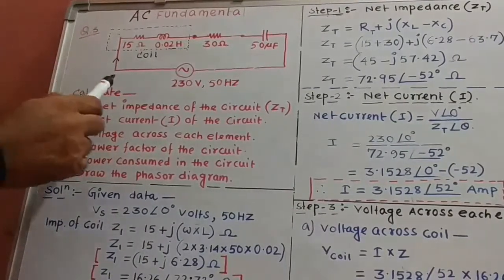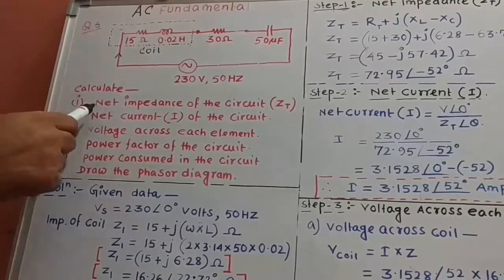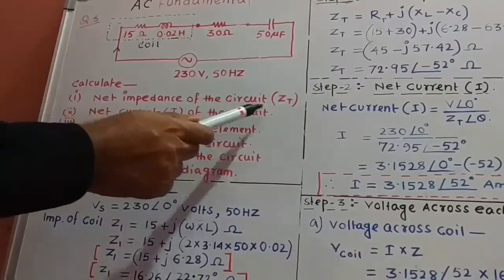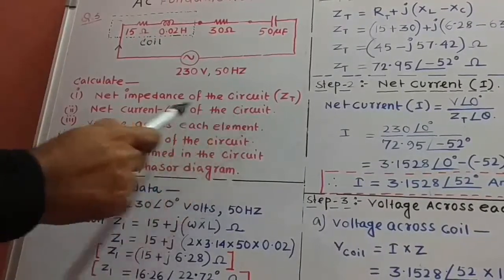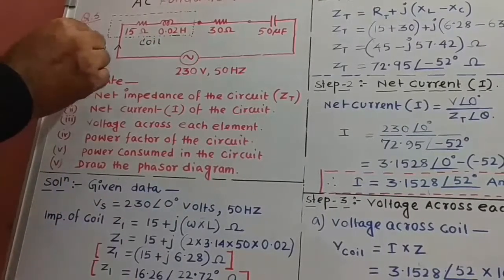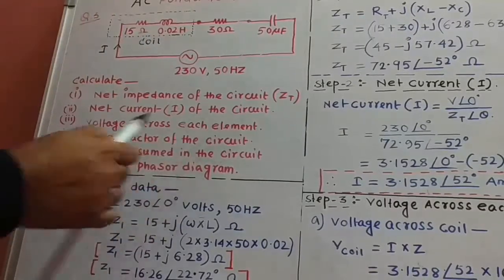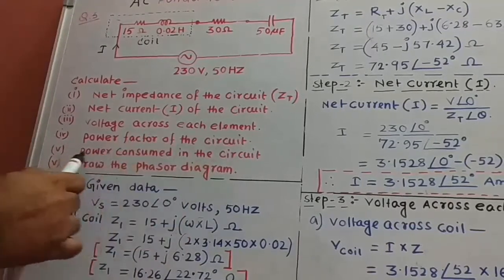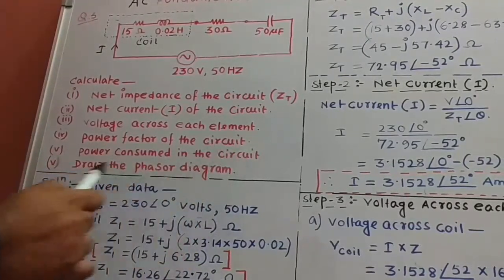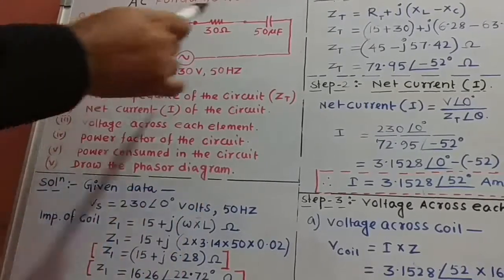Now we have to calculate from the circuit: number one, net impedance of the circuit ZT; net current I of the circuit, that is the current I which is coming from the source; voltage across each element; power factor of the circuit; power consumed in the circuit; and we have to draw the phasor diagram of the circuit.